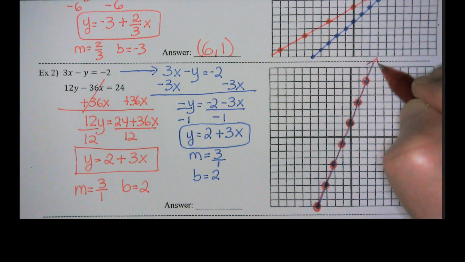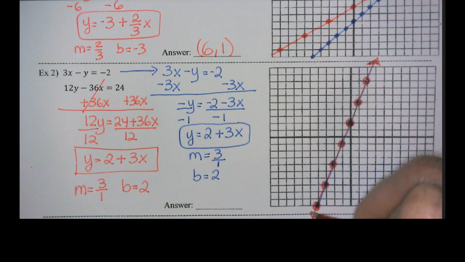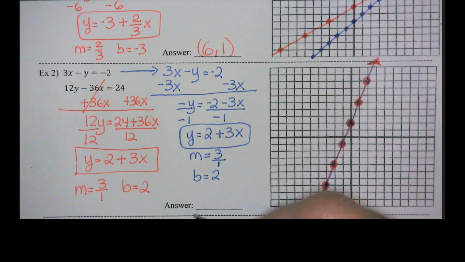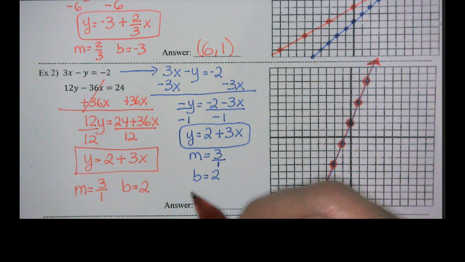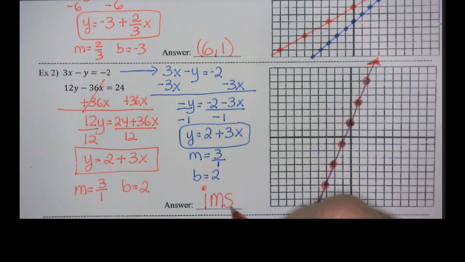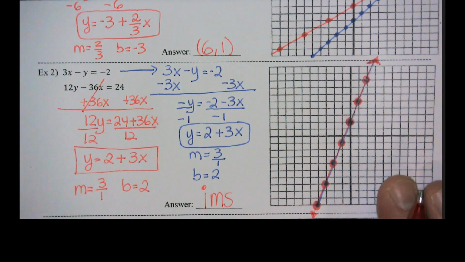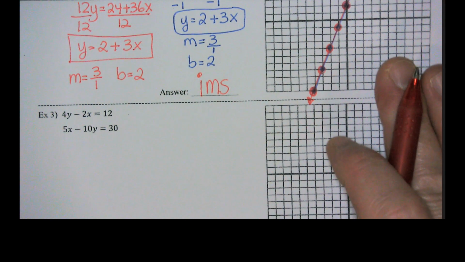And in fact, remember, a line goes forever in both directions, so that means there's an infinite number of solutions, an infinite number of points of intersection. So for our answer, we're going to write IMS, which stands for infinitely many solutions. All right, let's go on to the next problem.